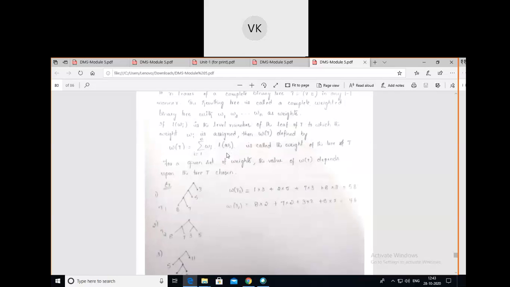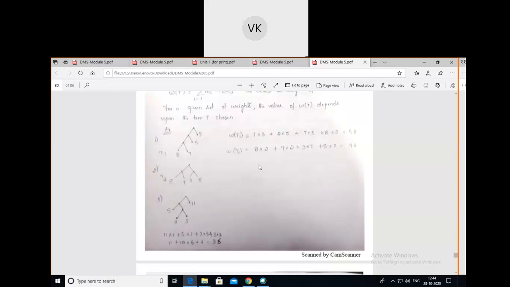The question as he asks it in the examination is: he is going to give a prefix code. For this you need to draw a tree. After that he is going to ask you to find the weight of the tree. We'll see it with an example itself, directly.